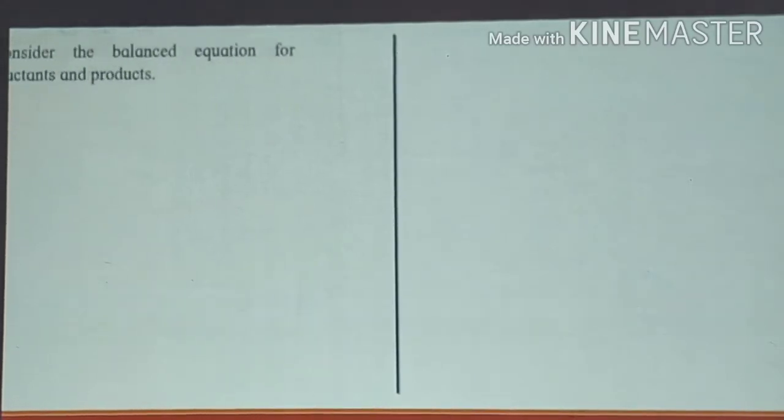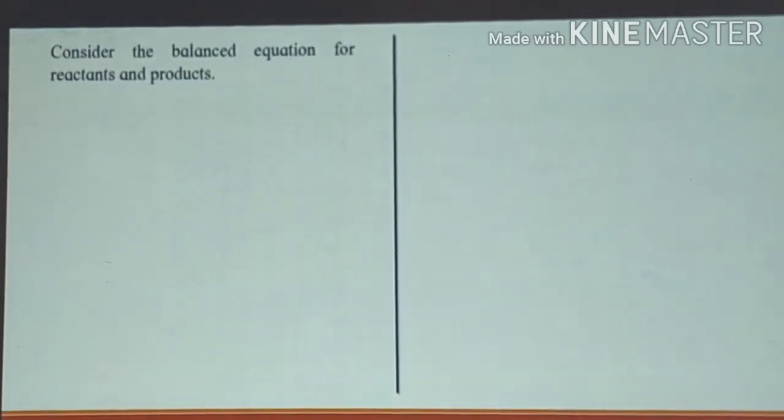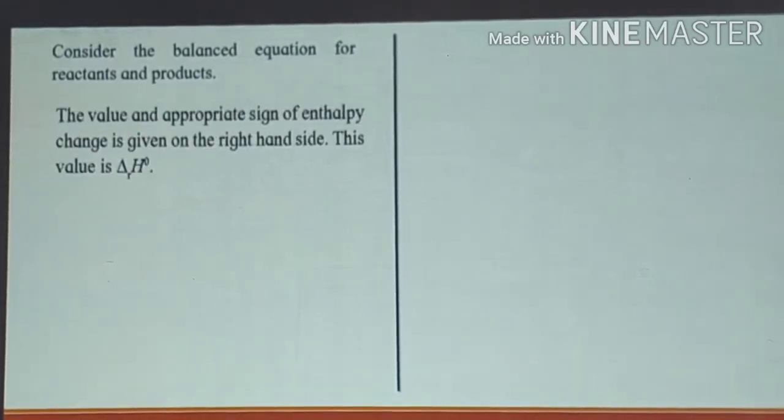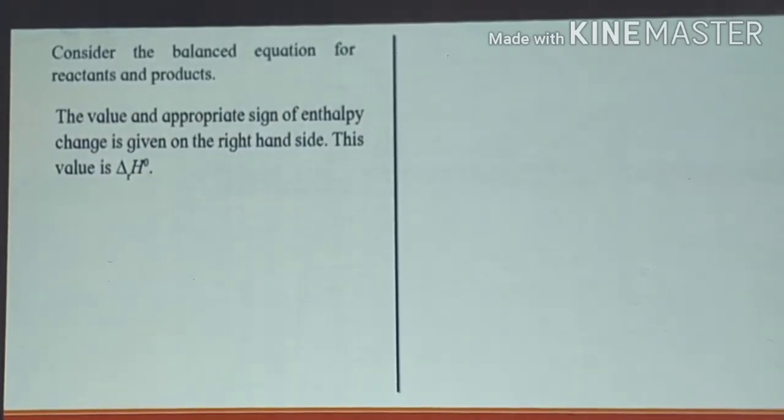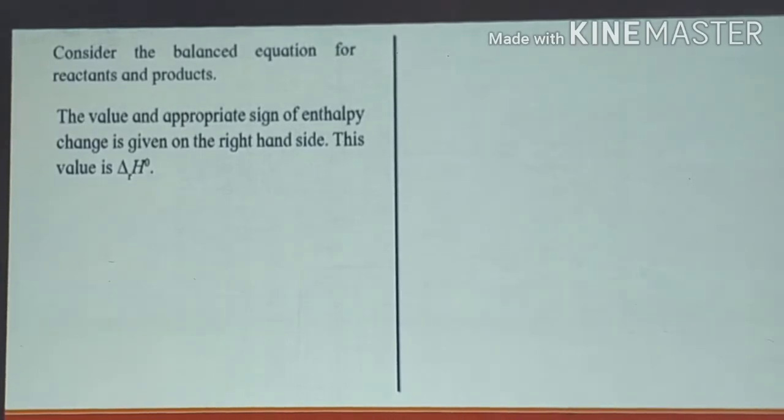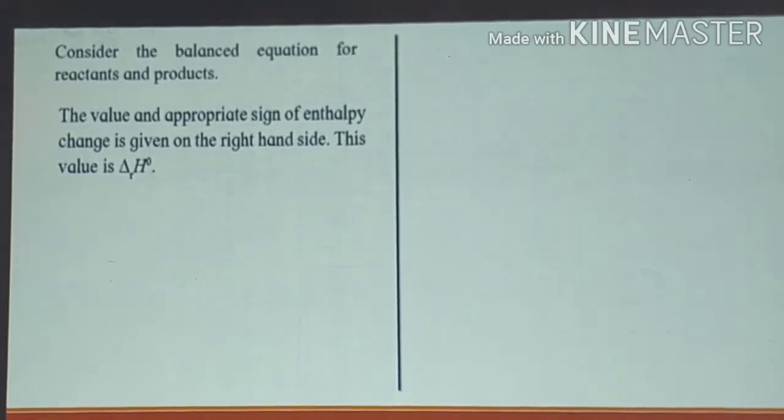So now let us again revise the guidelines that are to be followed while writing the thermochemical equation. The first guideline says to consider the balanced equation for reactants and products. If it is not balanced, you first balance it. The value and appropriate sign of enthalpy change is given on the right hand side. This value is delta rH naught, that is the standard enthalpy of reaction.